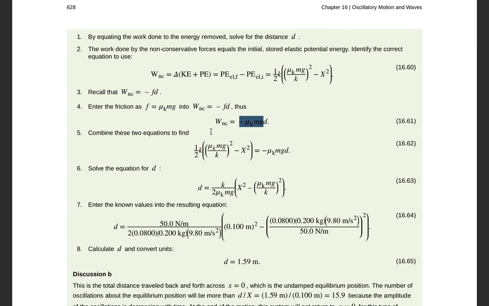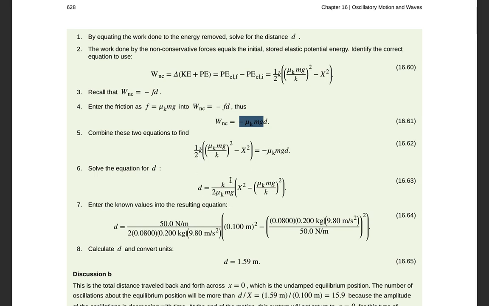So combine the two equations now, right? Because they equal that work that is not conserved. So we equal them to each other here. And now we have to solve for D. So we just have to isolate D over here. So we just divide by negative mu k mg, which is just down here. The k is still above, and the 2 is at the bottom, right?